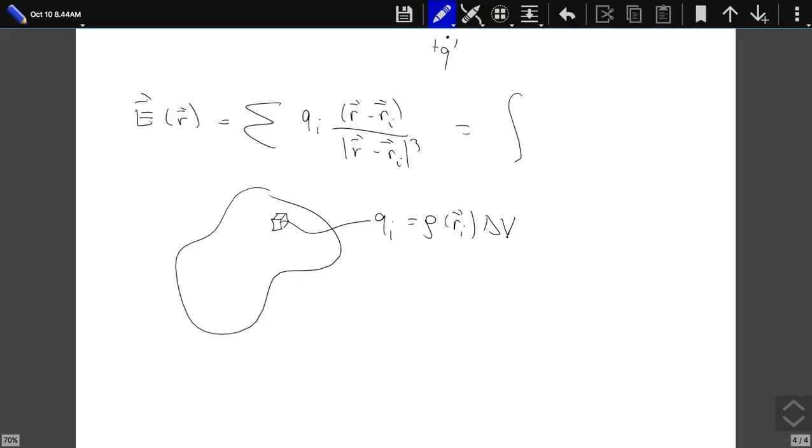And when we take the limit that these cubes become infinitesimally small, almost point-like, that summation just becomes an integration. So instead of Ri, I will just use the symbol R prime. This will be rho of R prime multiplied by (R minus R prime) divided by the magnitude of R minus R prime cubed, integrated over the volume. This is the electric field at a point R.